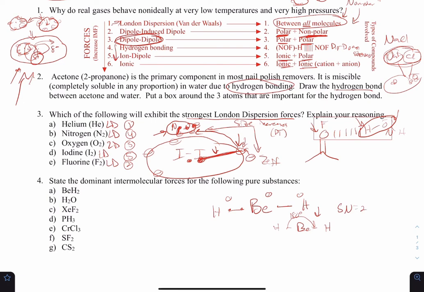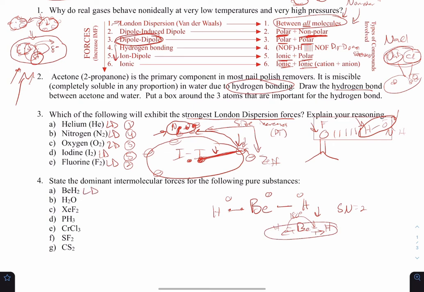So even if there were dipole moments here, they would be canceled out. I'm not even going to look at that because this is a straight line. So I know for sure this is nonpolar, which means the only possible intermolecular force that beryllium hydride experiences between other beryllium hydrides is London dispersion.